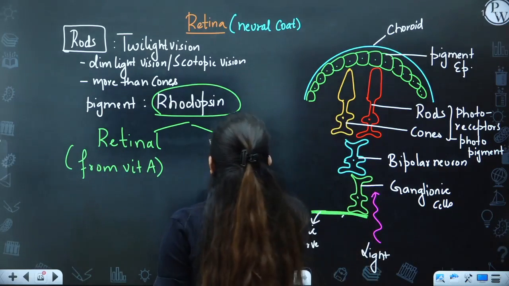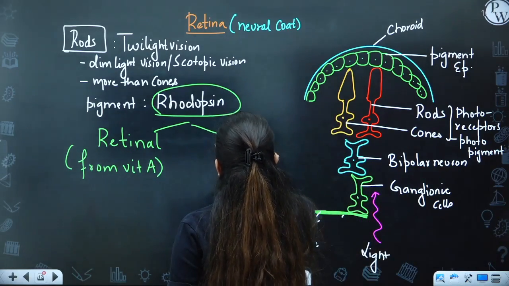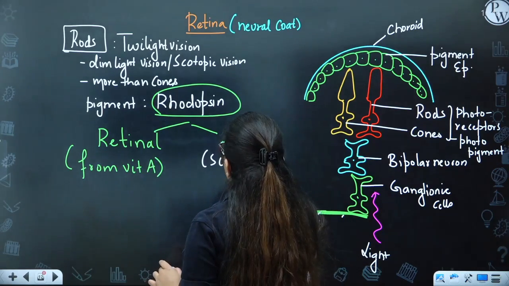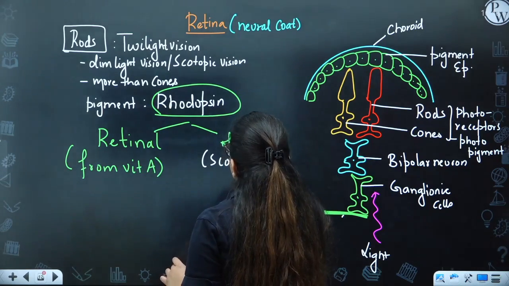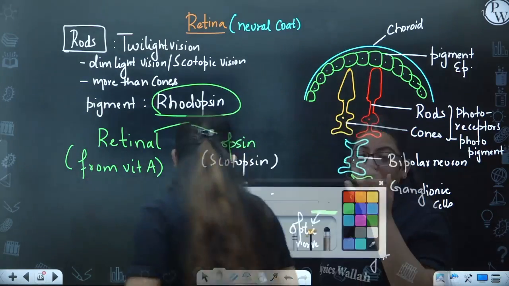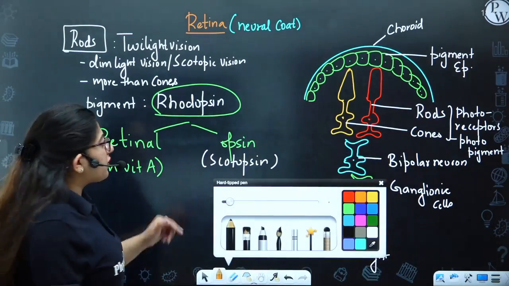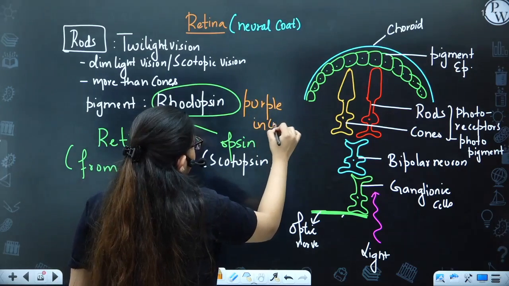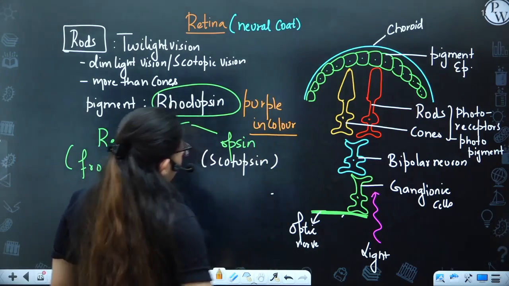Another thing here is a protein known as opsin protein. In the case of your rods, this protein is known as scotopsin. And what's the color of this pigment? It is purple in color. All right, moving further.